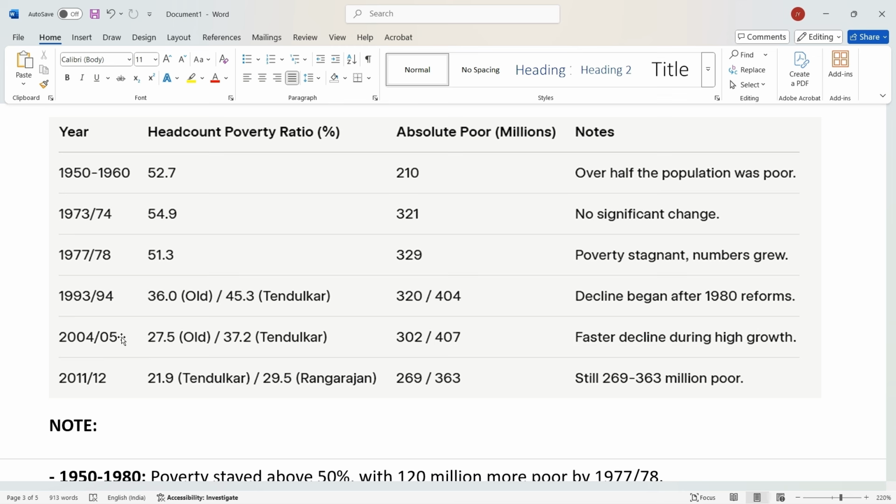This decline was what the data was revealing, but the actual number of poor was not declining. It was due to the low poverty line. Our country was having a low poverty line, that's why the number was declining.